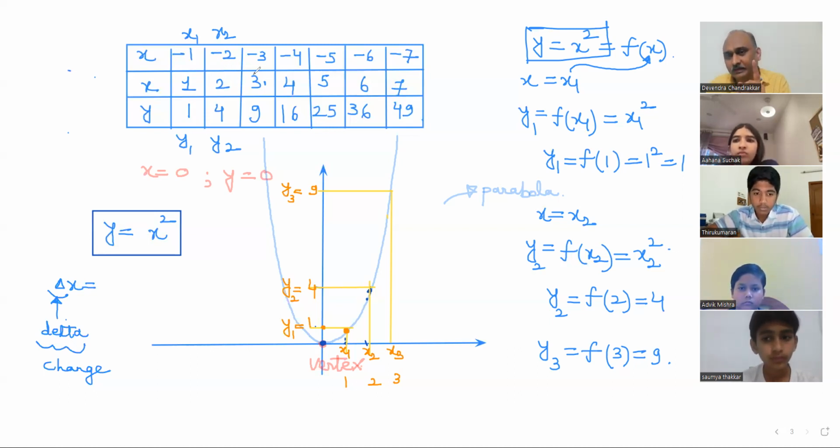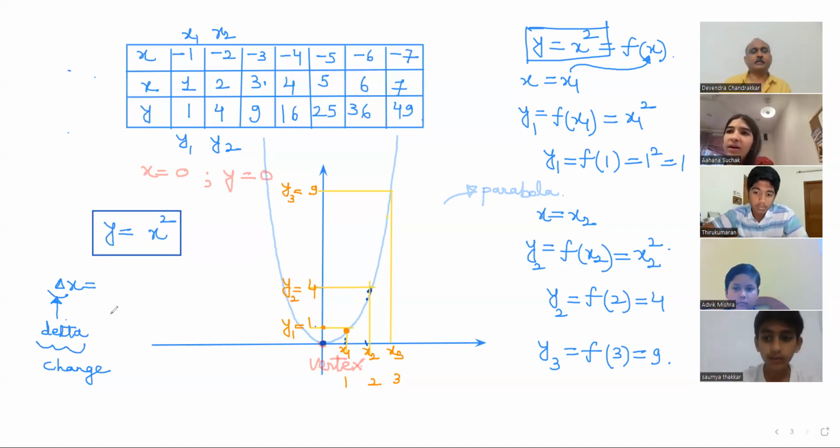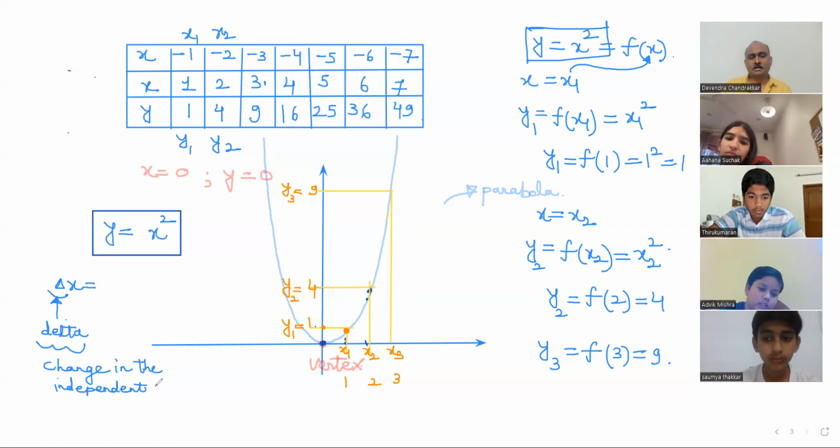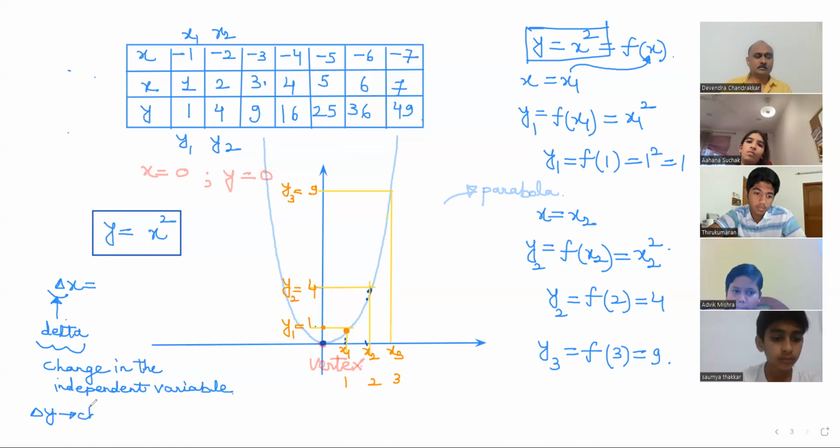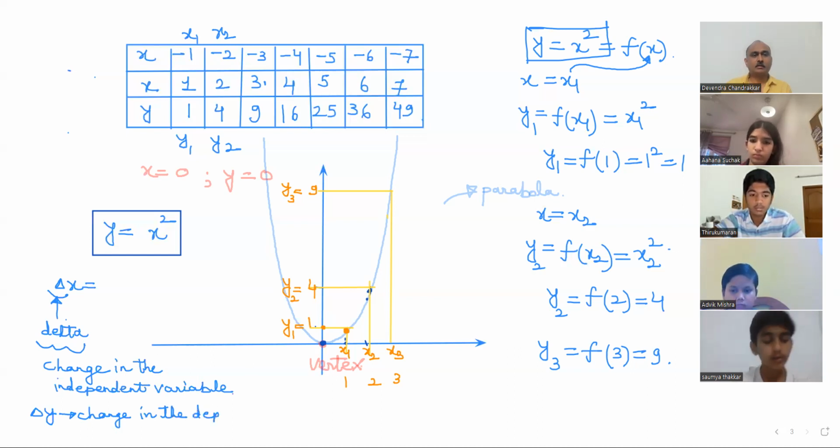All of you, what is x? Is it an independent variable or dependent variable? Independent. Very good. So can I say that this is the change in the independent variable? Yes, sir. And what about delta y? It is the change in the dependent variable.